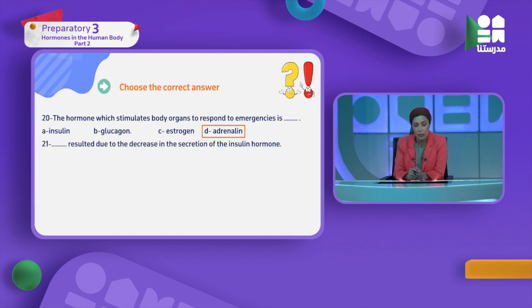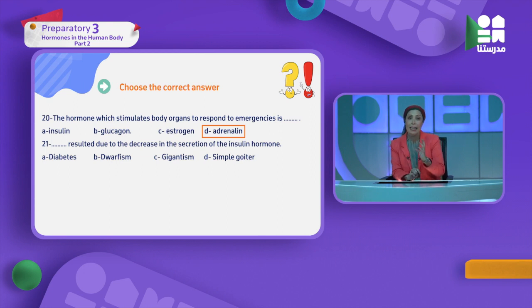What results due to the decrease in the secretion of the insulin hormone? Here he asks me about a disease. Will it be diabetes, dwarfism, giantism or simple goiter? Here it is insulin, so the disease is diabetes.